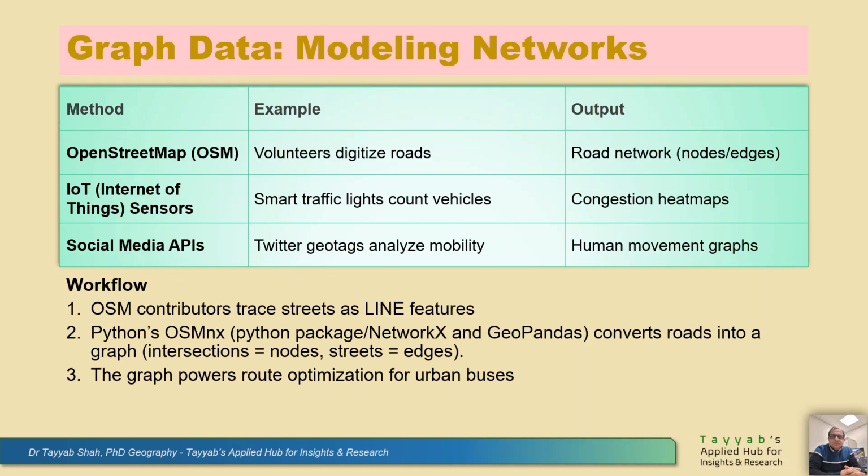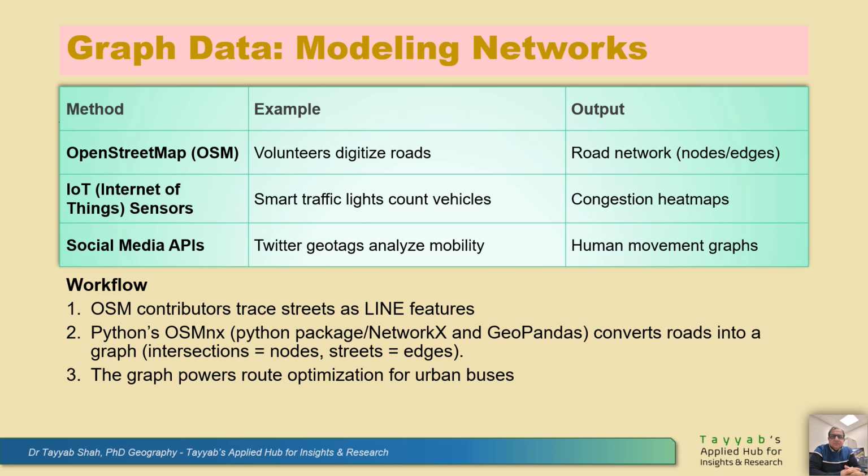In terms of graph data, which is modeling networks, sources could be OpenStreetMap, where volunteers can digitize the road and infrastructure in the form of nodes and edges, and Internet of Things sensors like smart traffic lights that count vehicles, so congestion heat maps can be produced as the outcome of this. Social media APIs, for example Twitter geotags, can help to analyze mobility, which is also the human movement graphs.